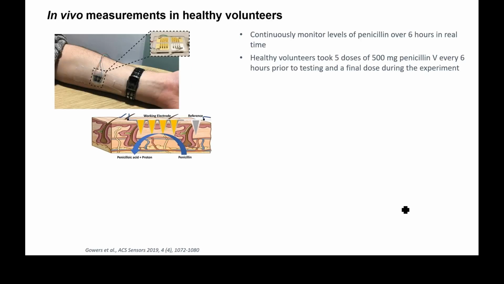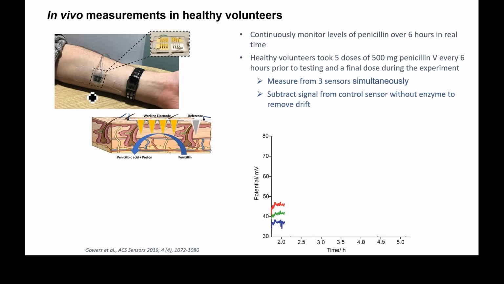And we've got some measurements now in healthy volunteers. This is, I think, Dr. Tim Rawson's arm. He's an infectious diseases physician over at the Hammersmith Hospital, currently working as a research fellow in the Center for Antimicrobial Optimization. And all of us had a little go at this, taking 5 doses of penicillin every 6 hours prior to testing, and then we left it overnight.